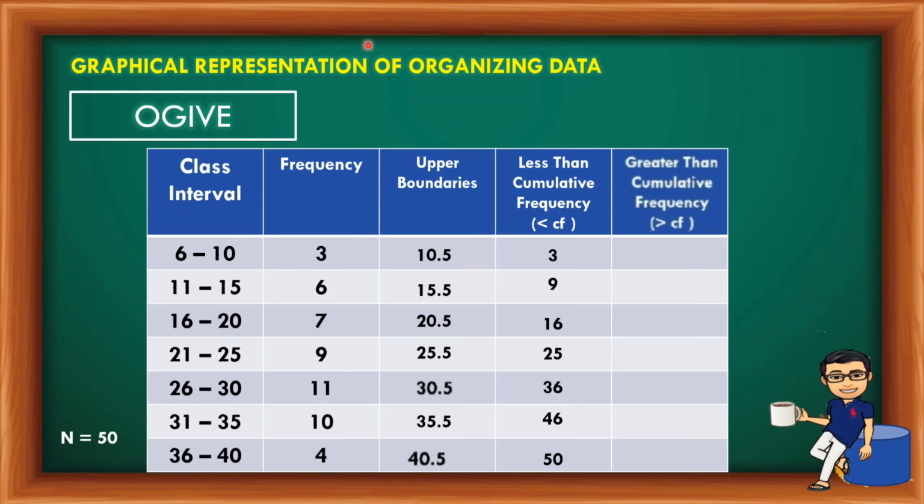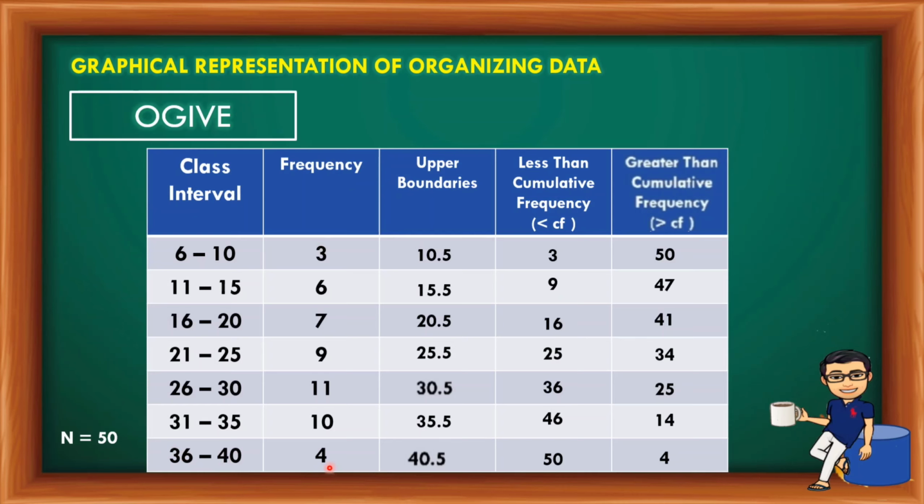On the other hand, kailangan din natin kunin ang greater than cumulative frequency. So, pwede kayong magsimula dito sa taas or pwede rin namang magsimula dito sa greater than cumulative frequency. Ang greater than natin ay 4. Pero pwede namang dito sa taas, pa-minus yung gawin natin. So, 50 yung n natin. 50 minus 3, 47. 47 minus 6, 41. Then 41 minus 7, 34. Then 34 minus 9, 25, 25 minus 11, 14, minus 10, that will be 4.